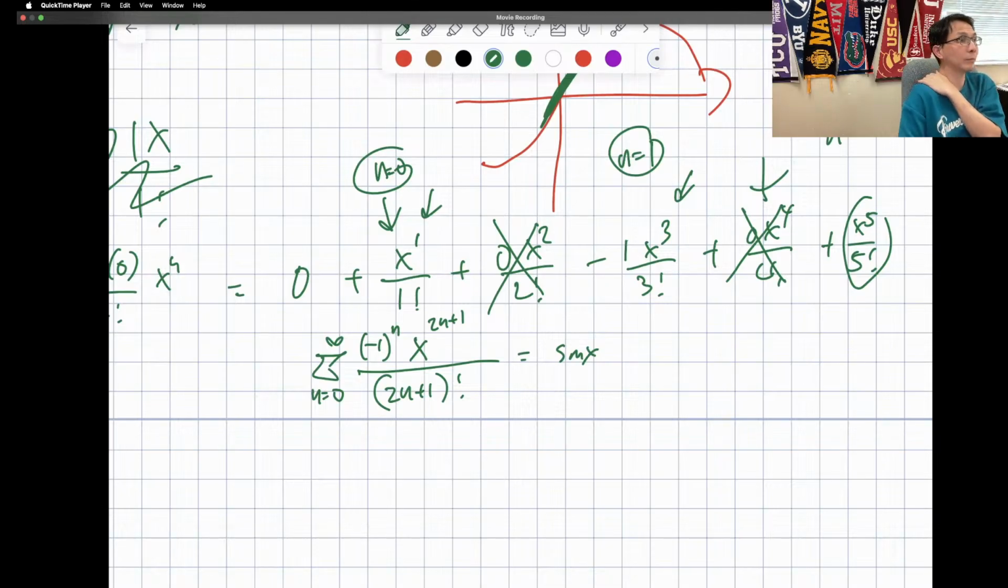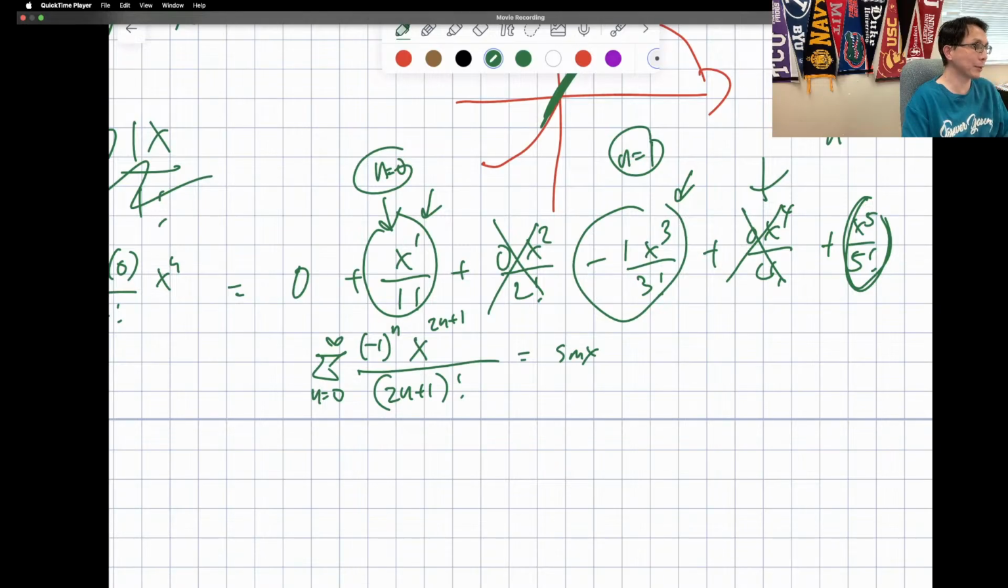We can just cross them out if they're equal to 0, because we write down whatever is left in the pattern. This becomes your first term, and this is the second term, and we base that to write my power series. Once I write out my power series, it's going to look like x minus x cubed over 3 factorial plus x to the 5 over 5 factorial minus x to the 7 over 7 factorial.